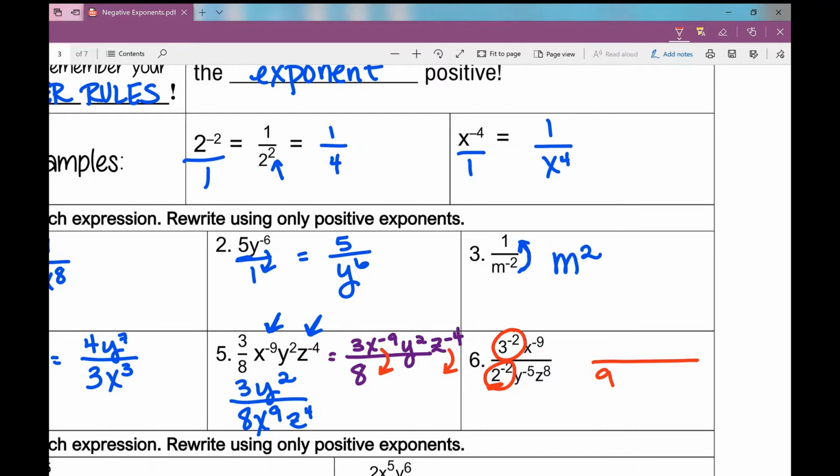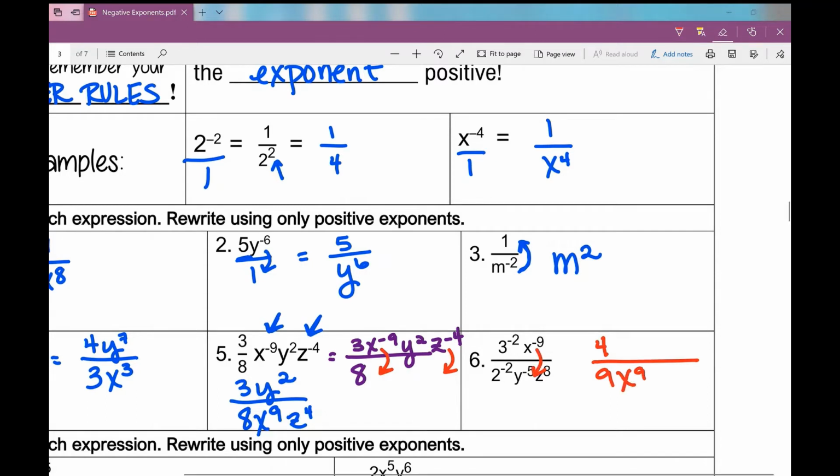So 1 over 2 squared is 1/4. So 1 over 2 to the negative second power is 4 over 1. So I'm going to move that up top, and I'm going to move that 3 to the negative second power down below. Okay, so we attacked our numbers already. Now let's look at the variables and their exponents. That x to the power of negative 9, what's going to happen? It's going to move down low, positive exponent.